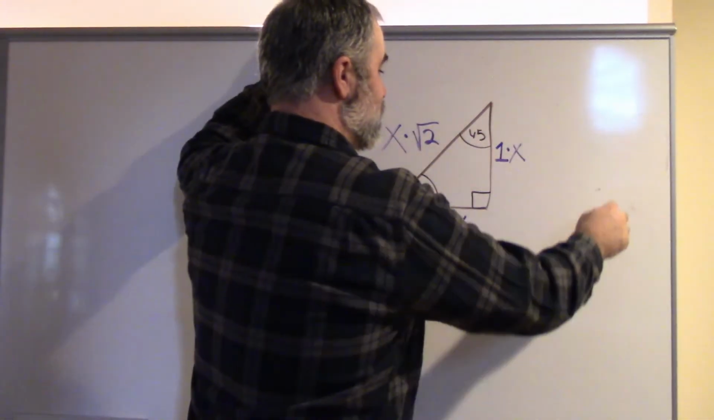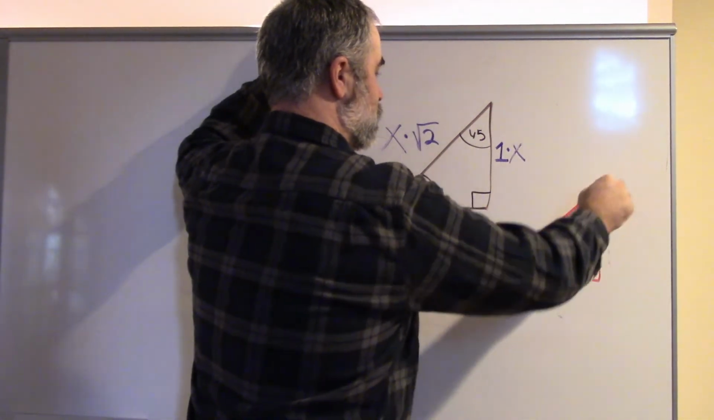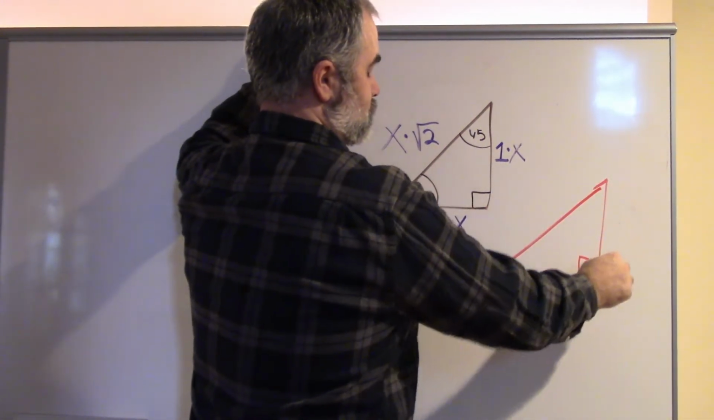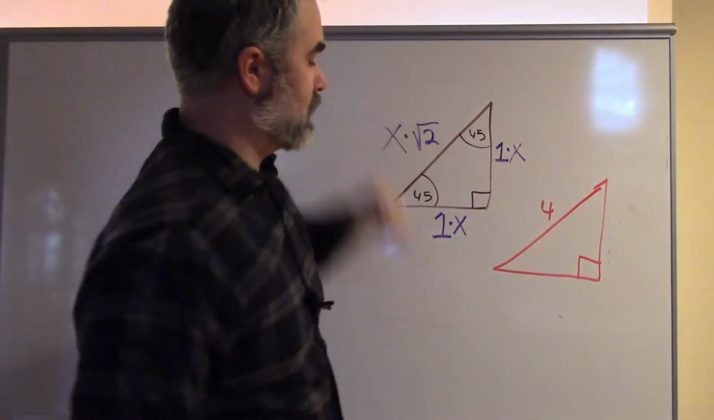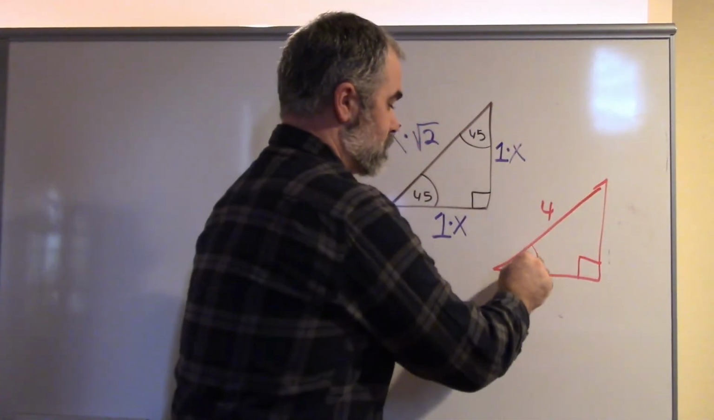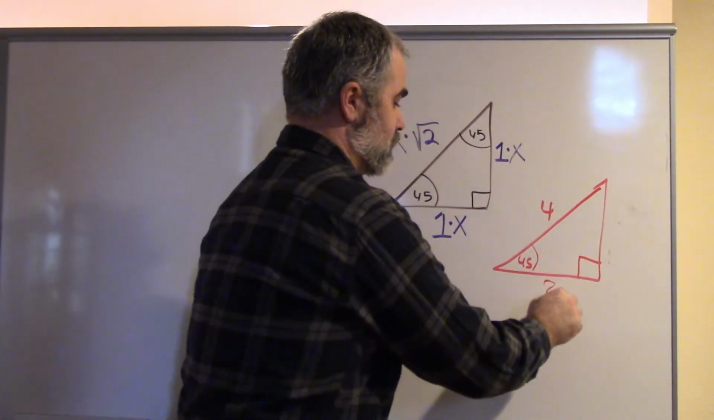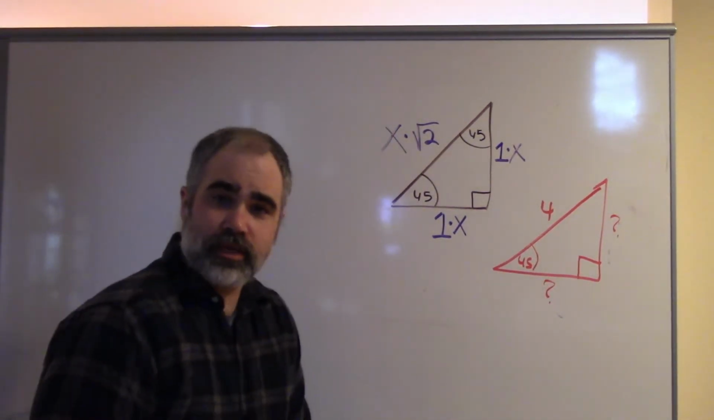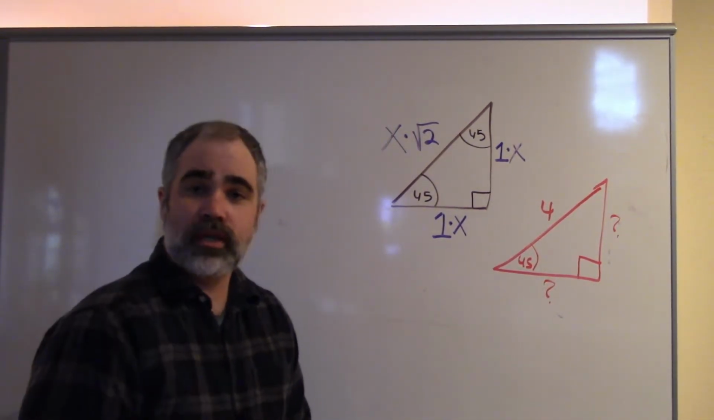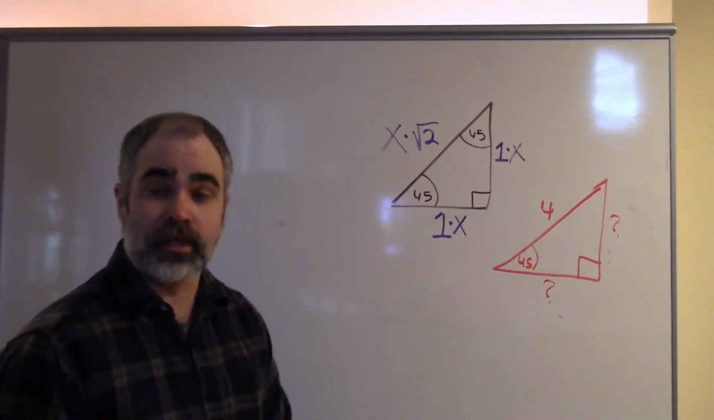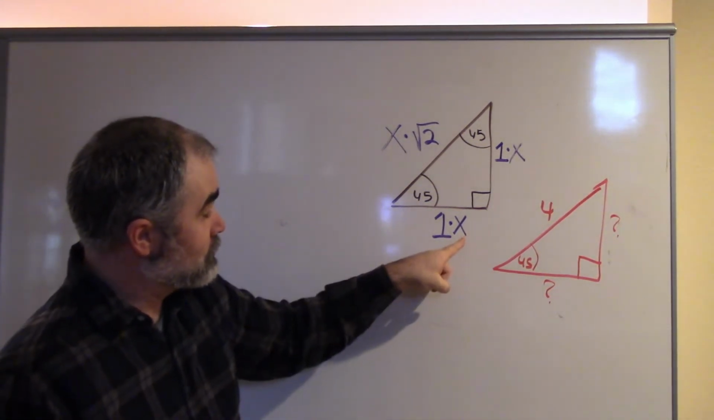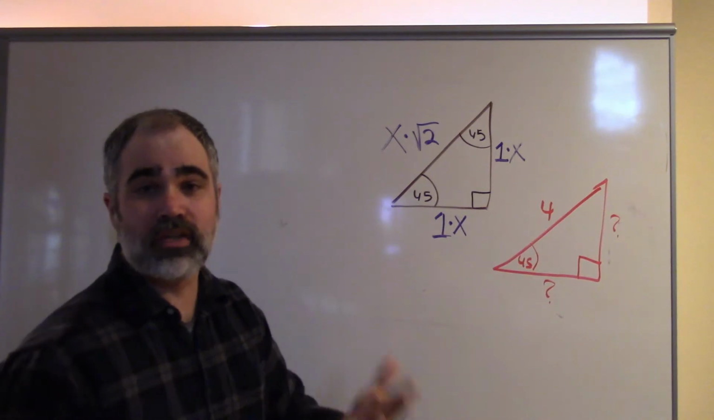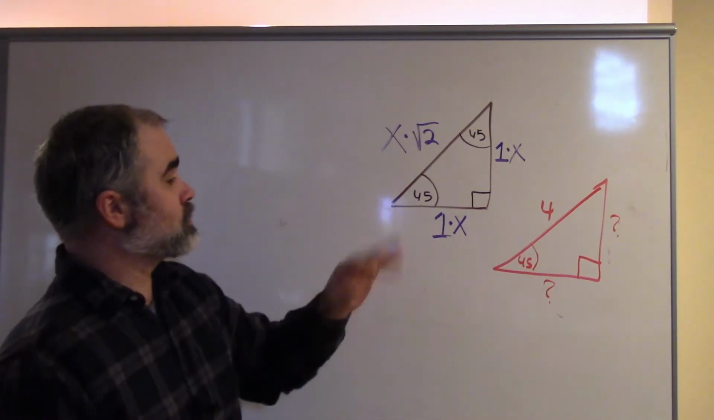Let's imagine instead that I've got this number 4 here. I know this is a 45, and you've got to figure out what these guys are. Okay, this one's a little trickier because you were given the hypotenuse, but you can think about it in terms of the scale factor. If you can find the scale factor, just multiply it by 1 and you've got those side lengths.